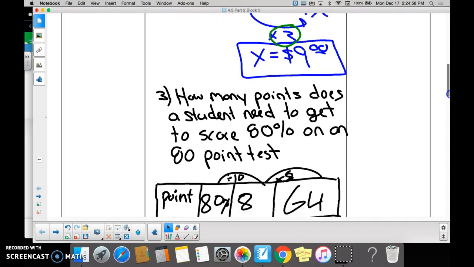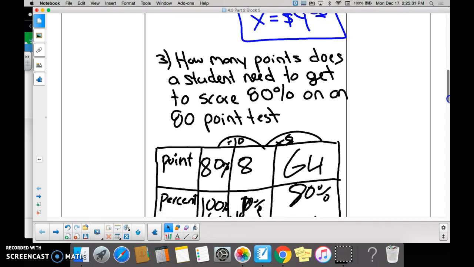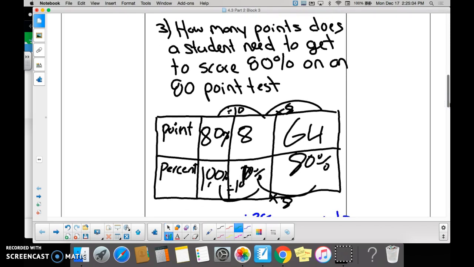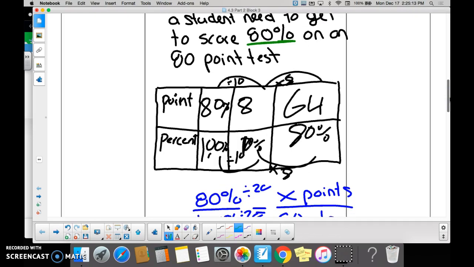Okay. How many points does a student need to get to score 80% on an 80-point test? The hidden number in here is 80% because percents are based on what? 100. So what MJ and Lavin did is they said, well, if I have 80 points, it's 100%. I need to figure out how many points 80% is, right? So how do I get from here to here is what they tried to figure out. And they filled in the middle of the ratio table by finding nice friendly numbers, right?